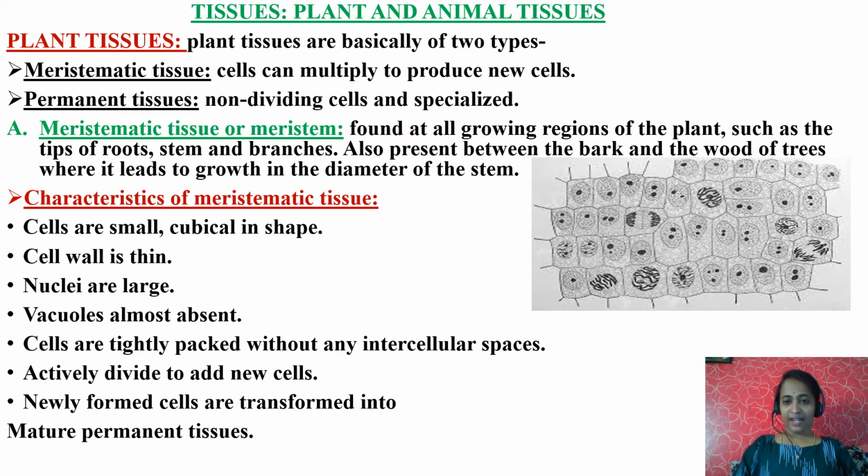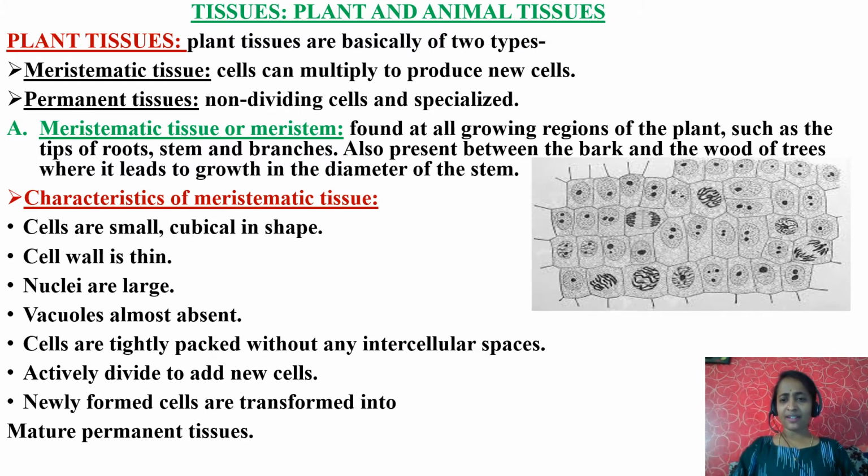Next, what are the characteristics of meristematic tissues? Let us see. The cells are small, cubical in shape. See the picture, they are cubical in shape. Cell wall is very thin, that is why it helps in cell division. Nuclei are large. Vacuoles are almost absent because there is no time to secrete or accumulate substances within a vacuole. Cells are tightly packed without any intercellular spaces.